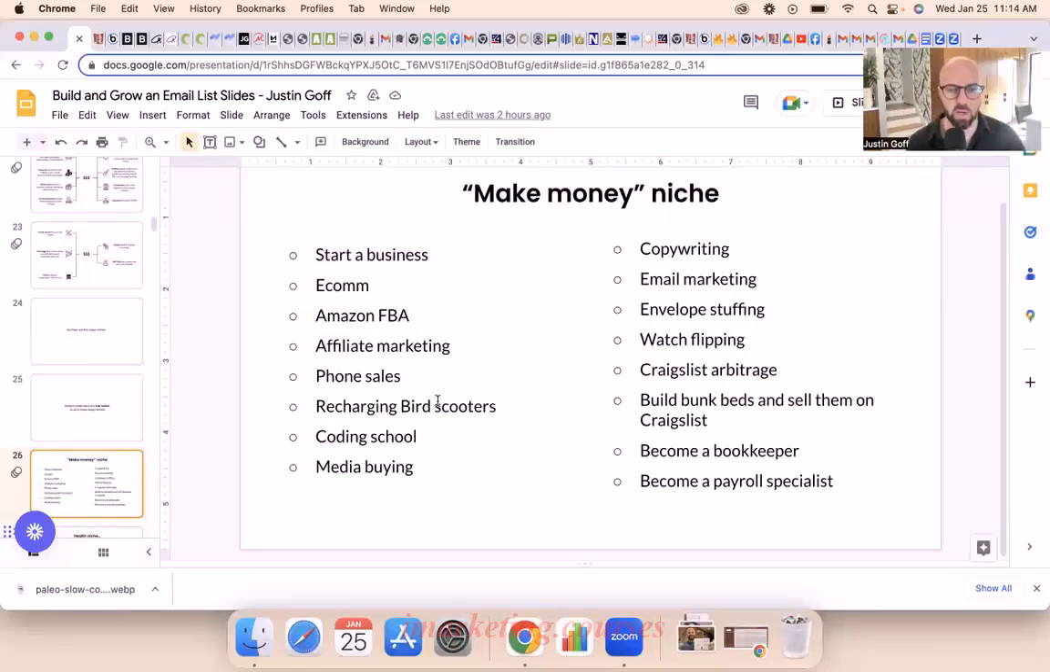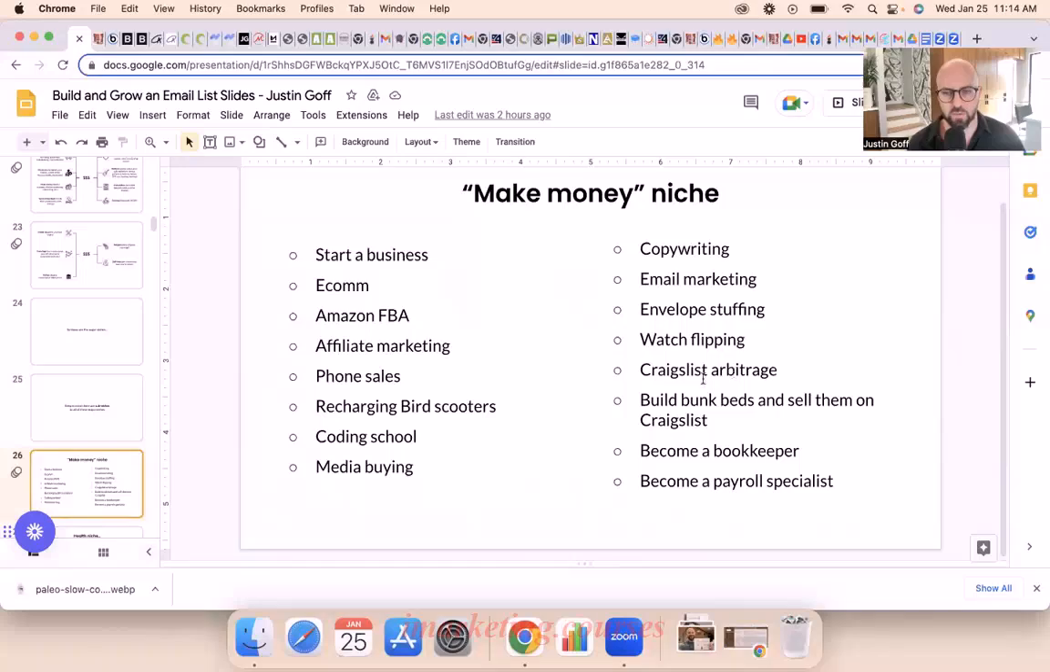So like I saw a make money offer about how to recharge Bird scooters, and I don't know how much you get paid for them, but you'll see people driving around with trucks and hauling them around, and they basically recharge them and put them back, and they make money doing that. Coding school, media buying, copywriting, email marketing. There's an old school biz ops stuff around envelope stuffing. I've seen a bunch of watch flipping offers lately where you basically buy a watch for $500, flip it for $700 kind of thing. Craigslist arbitrage.